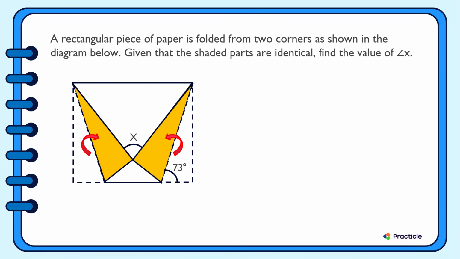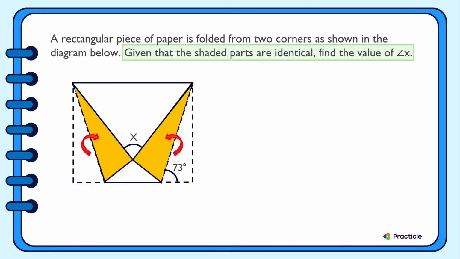Are you ready to solve this PSLE 2022 math question? Let's start by reading this problem together, okay? A rectangular piece of paper is folded from two corners as shown in the diagram below. Given that the shaded parts are identical, find the value of angle x.